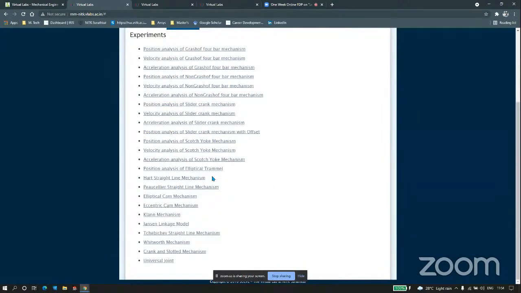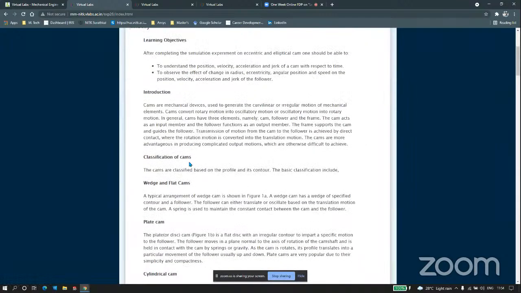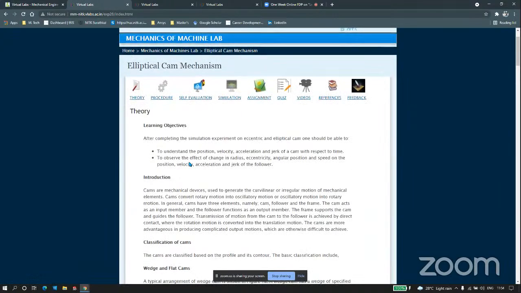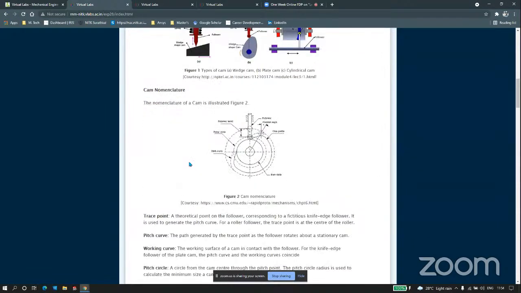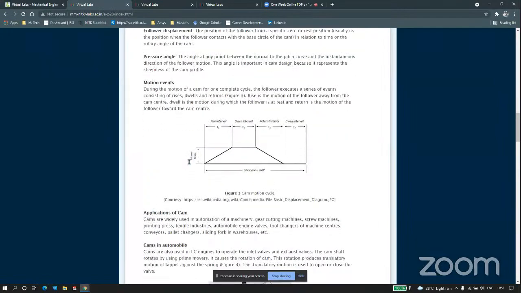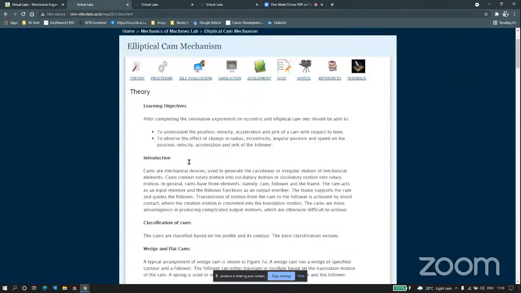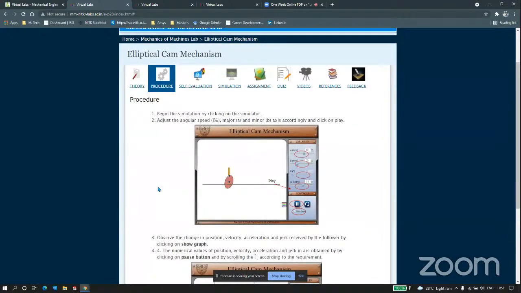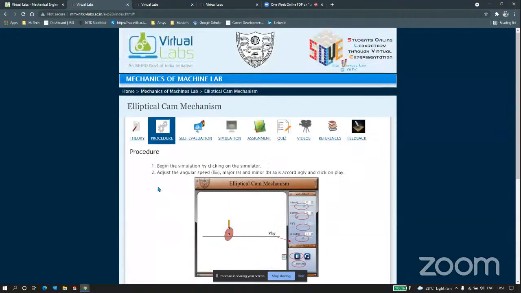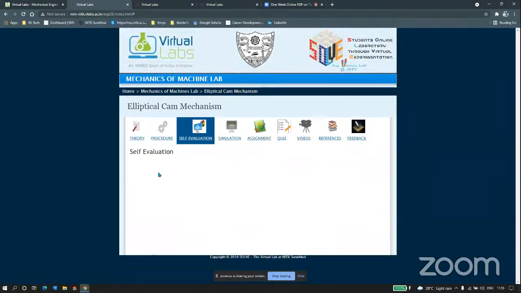Here I'll explain the elliptical cam mechanism. Here you will get the theory about the elliptical cam mechanism experiment. You will be having different cams, the cam nomenclature, etc. You can go through it, and then the procedure to conduct the simulation. Here you will get the details about the procedure to conduct the simulation. Then the self-evaluation. I think this lab is under development.